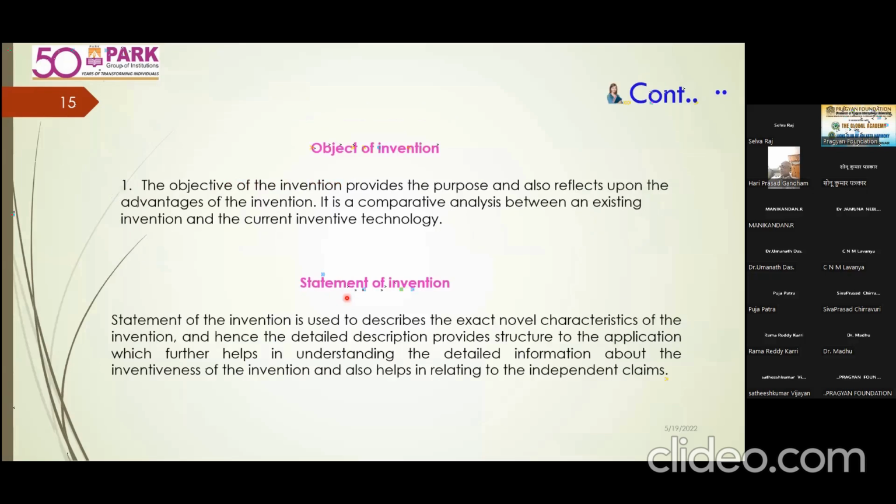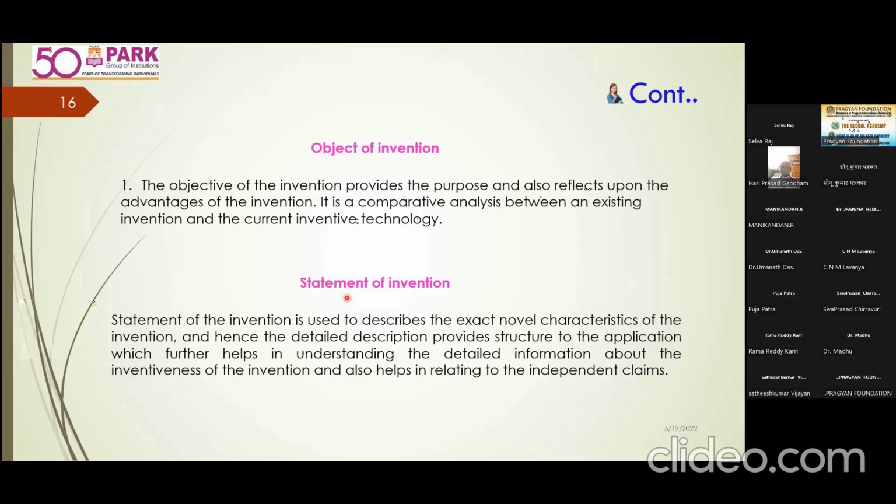Then the objectives of the invention. You should present the objectives of the invention. At least keep a minimum of 2 to 3 objectives; for me, 1 to 2 is enough. It's very important. And the statement of the invention is not mandatory.